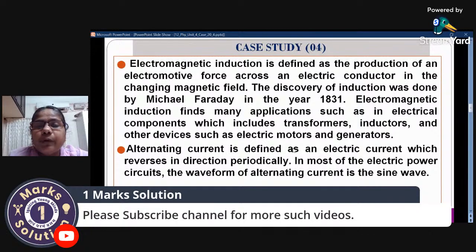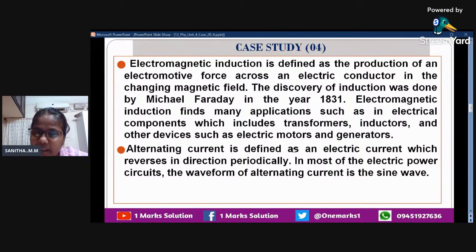So it is defined as the production of an electromotive force, that is EMF, across an electric conductor in a changing magnetic field. The discovery of induction was done by Michael Faraday in the year 1831. Electromagnetic induction finds many applications such as in electrical components, which includes transformers, inductors, and other devices such as electric motors and generators. I would say one more thing. That means for the production of the electric current and the transmission, those are the main things we can say.